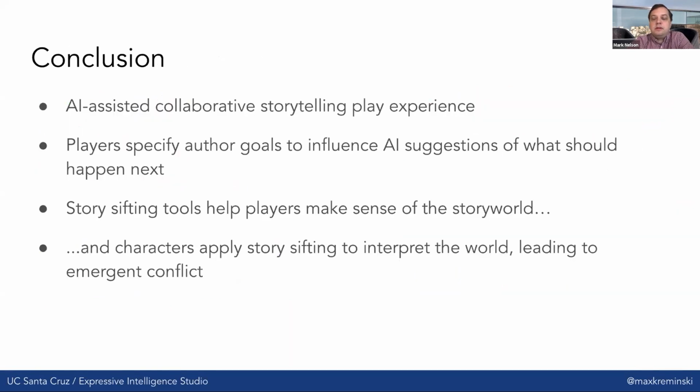So, altogether, in conclusion, Why We Like This is an AI-assisted collaborative storytelling play experience in which players specify author goals to influence the AI suggestions of what should happen next. Story sifting tools help players make sense of the story world and all the things going on in it, and meanwhile these characters apply story sifting to interpret the world, which leads to emergent conflict between them.